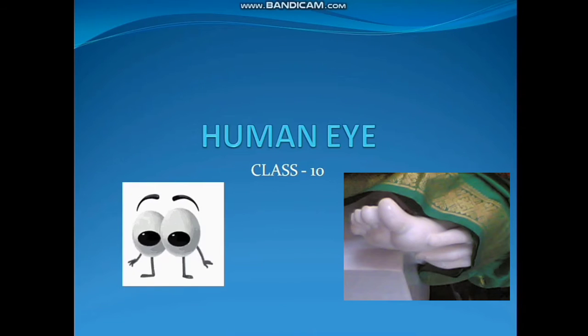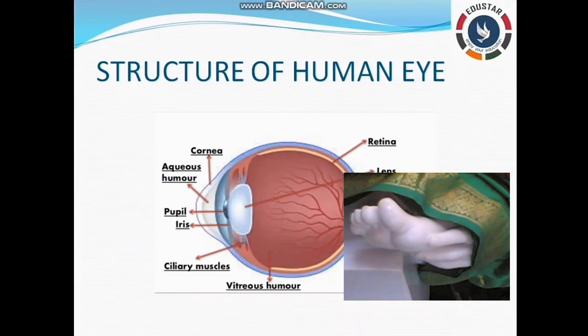Today, we are going to learn about Chapter 11, Human Eye and the Colorful World. In this chapter, we shall learn about human eye defects and their rectification, and a few optical phenomena in nature. Let's get started with the human eye.